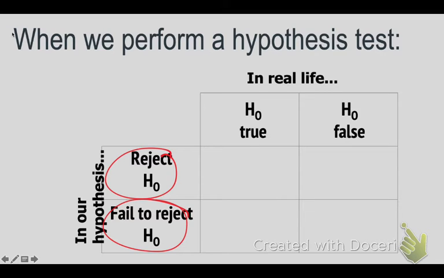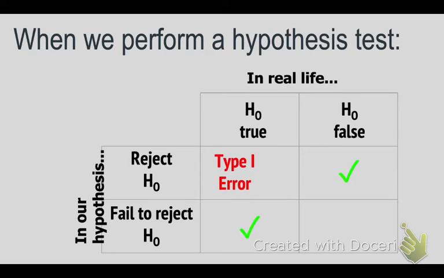But in real life, two things could actually be true about my null hypothesis. My null hypothesis could be true, or my null hypothesis could be false. If we end up rejecting a null hypothesis that happened to be false, that's a good thing, right? Or if we end up failing to reject a null hypothesis that is true, that's also a good thing. So this is where our errors come into play.